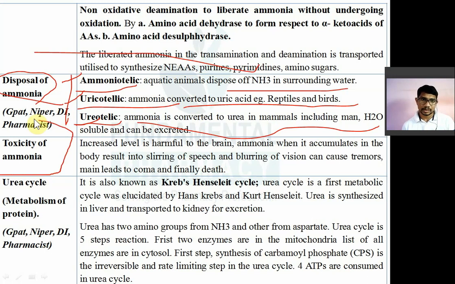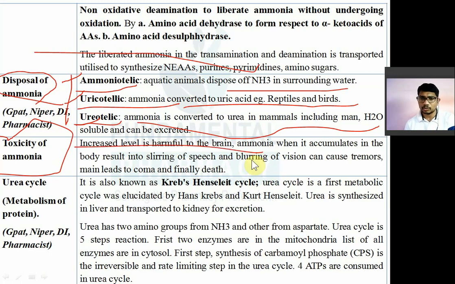Now, disposal of ammonia: whatever ammonia is formed in deamination and transamination, some part is utilized for synthesis of non-essential amino acids, purines, pyrimidines, amino sugars. But what about the rest of the quantity? The remaining quantity must be disposed of from the body. Otherwise, if ammonia accumulates in the body, it is harmful to the brain. Ammonia damages the brain.